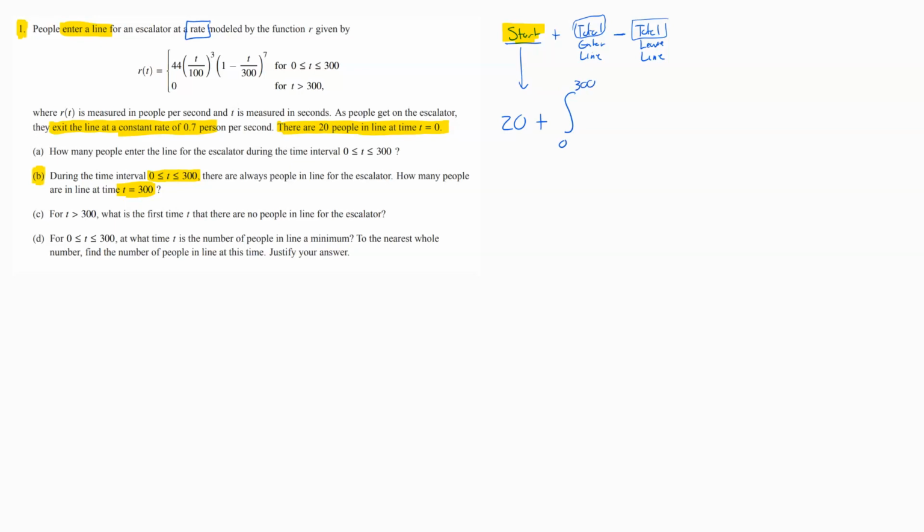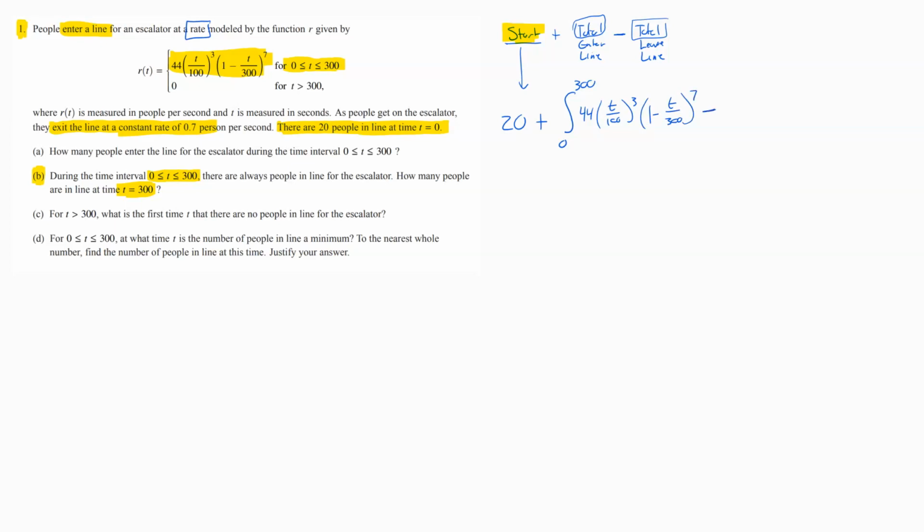When you've got a piecewise function, you always want to make sure you look over here first on the right-hand side to see which equation to use. So the equation that works for 0 to 300 is going to be this top equation right here. So to get the total amount of people that are entering the line over that period of time, we would plug in this equation: t to the third, times (1 minus t over 300) to the 7th.